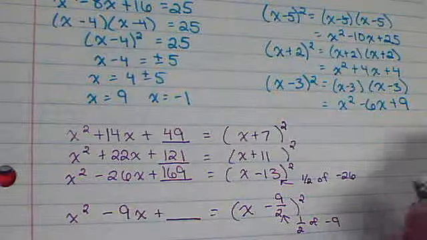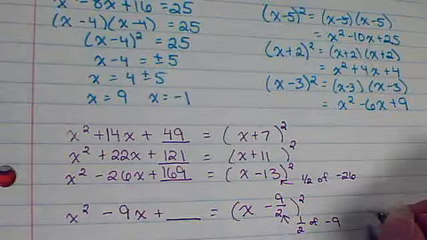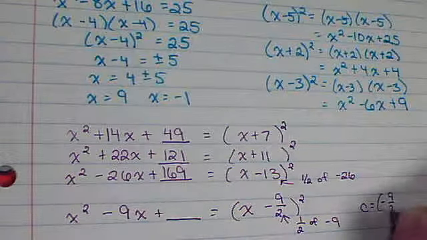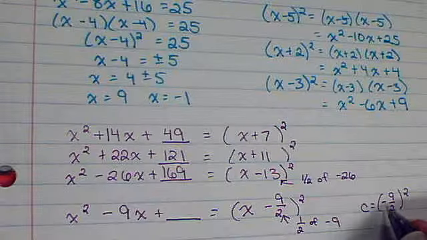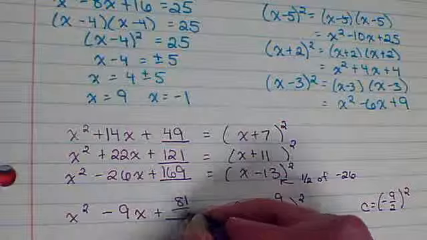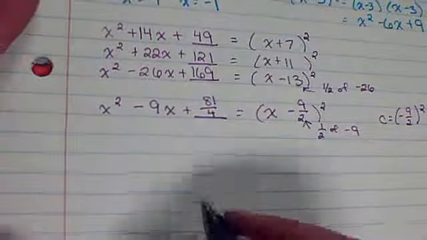So that, and I'm going to call it c because that is the ax squared plus bx plus c. C is going to be that negative 9 halves squared. So when I square the negative 9, I'm going to get 81. And I square the 2, I'm going to get 4. Even if it's a fraction, it's still okay.